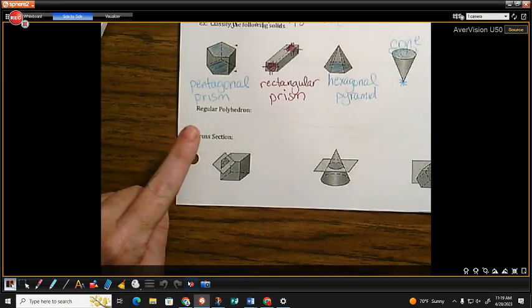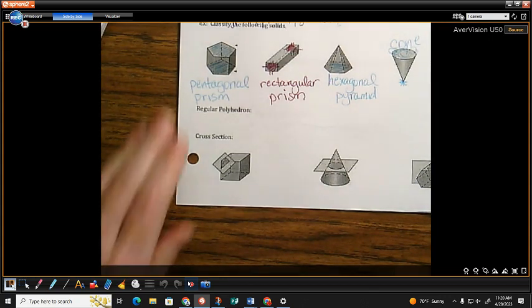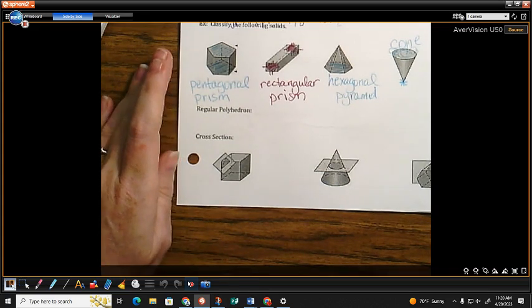Can you two tell me out of the blue what the definition of a regular polyhedron would be? What do you think it is? Congruent bases and congruent bases. Okay. A polyhedron with congruent bases and congruent bases. Close. Everything has to be congruent, but you left out an important thing.